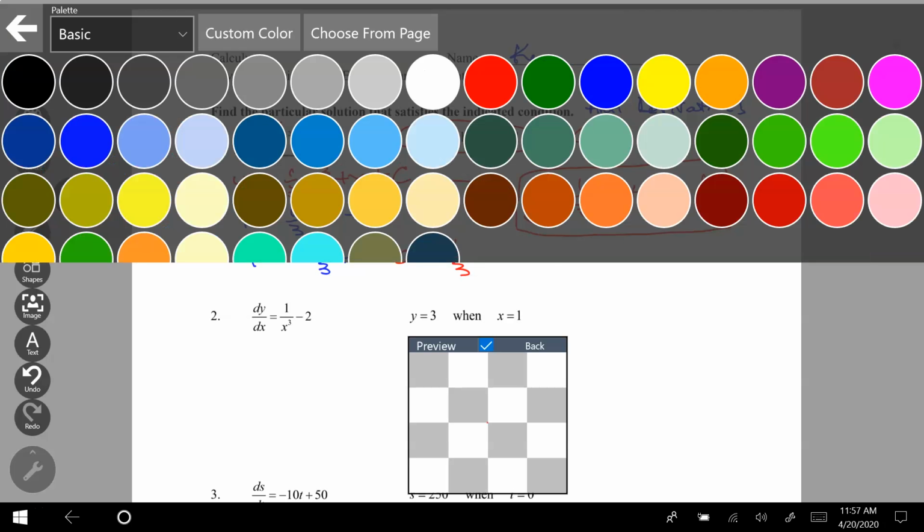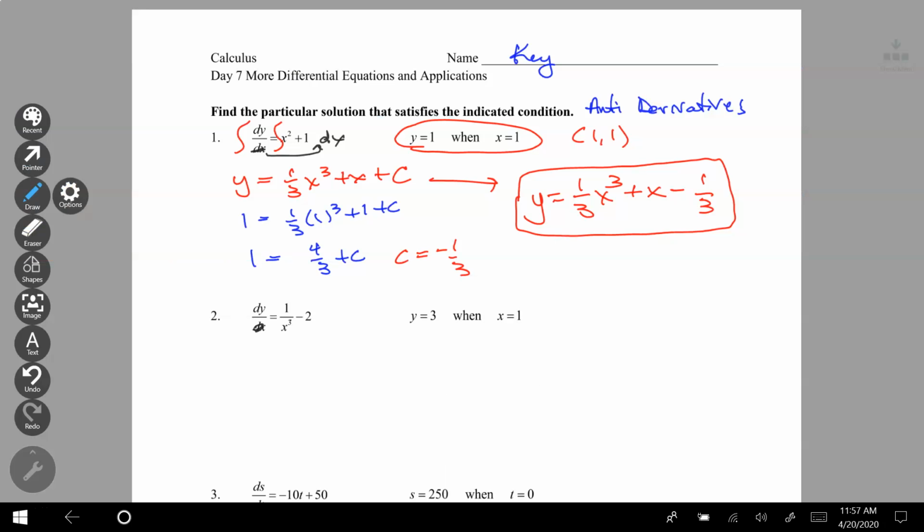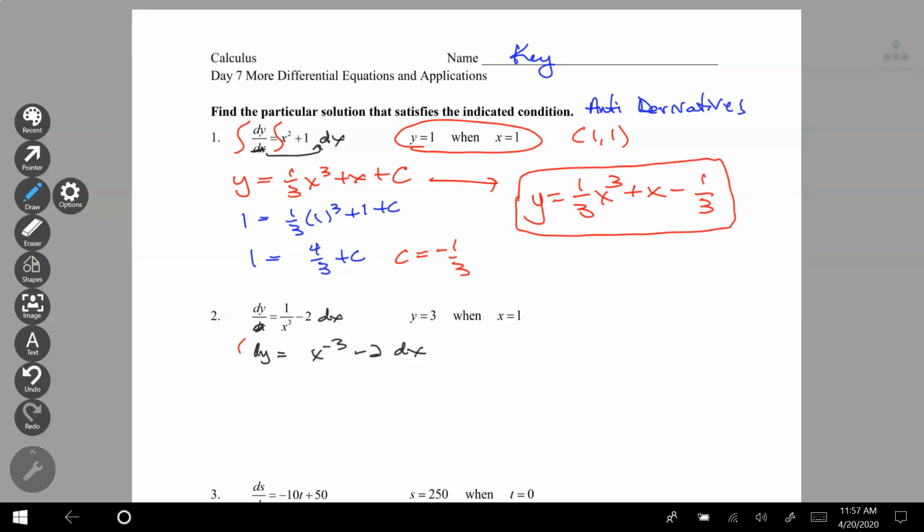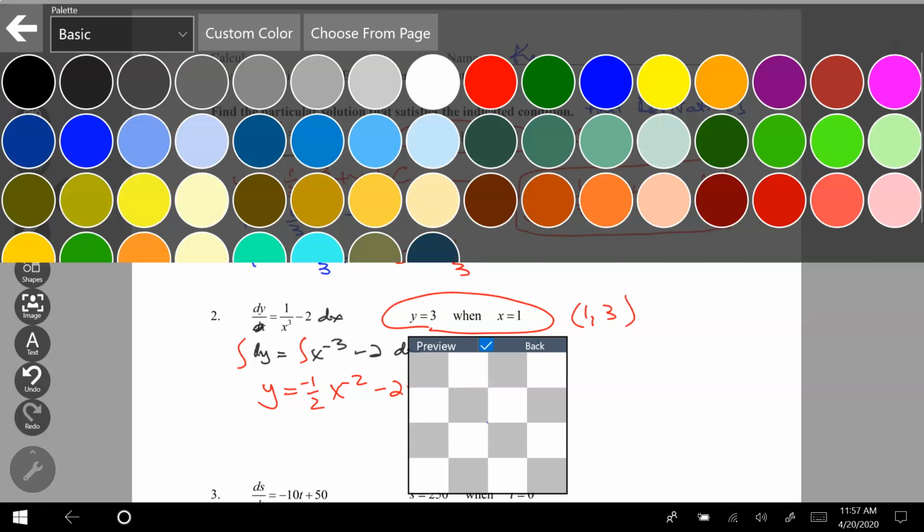Let's take an example. Again, I'm going to move this over here. I might rewrite this one as dy equals x to the negative 3 minus 2 dx. Now I'm going to take its antiderivative or integral. I get y equals, well, let's see, I had to add 1, so x to the negative 2, reciprocal is negative 1/2, minus 2x plus c. Again, I have initial value of (1, 3). Then I'm going to plug (1, 3) in here.